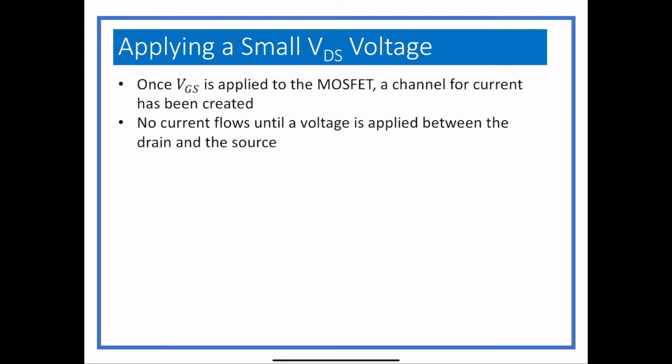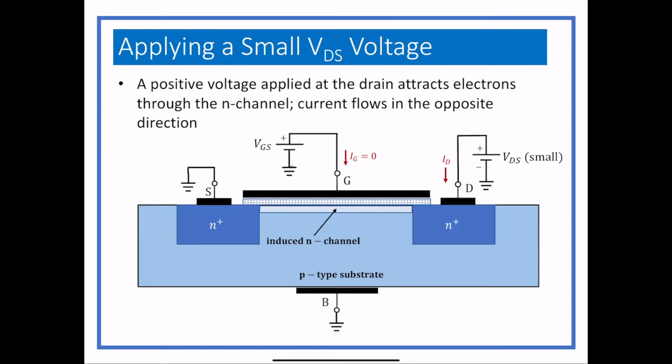and we're going to start with a really small value. So not a really huge value, but a small value to start with. So we apply a voltage, and current will flow in the opposite direction because electrons are being attracted towards the positive charge of the drain, but of course current goes the other way, so it kind of flies through there and comes out the other side.